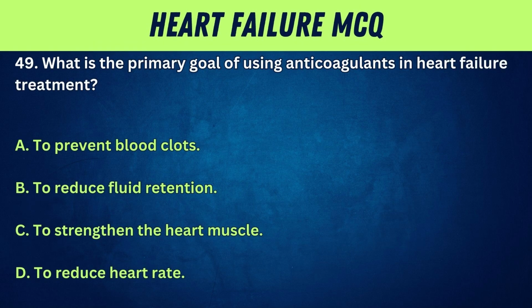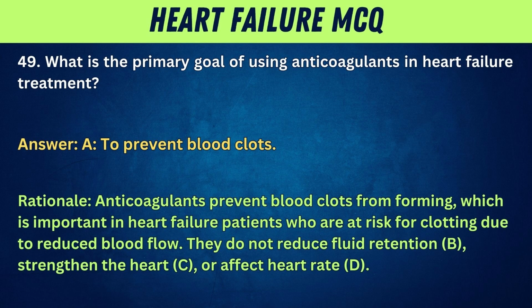49. What is the primary goal of using anticoagulants in heart failure treatment? A, to prevent blood clots. B, to reduce fluid retention. C, to strengthen the heart muscle. D, to reduce heart rate. Answer: A, to prevent blood clots.